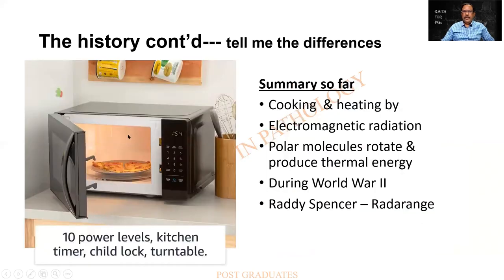And history continues. So this is a microwave oven that's being used in the kitchen. There is some food that is being cooked or heated. So it is used for cooking and heating. The principle is electromagnetic radiation. The polar molecules rotate, and it was used initially during World War II and designed by radar range, R.A.T.S Spencer. But there is a difference between this that we use in our kitchens and that we are going to use or show in the histopathology laboratory. What are the differences? You people should tell me.